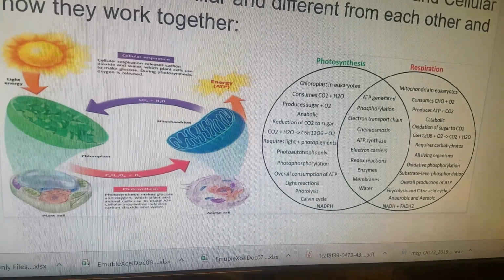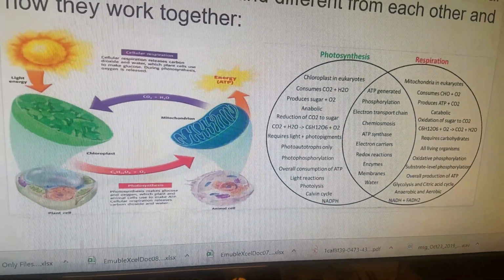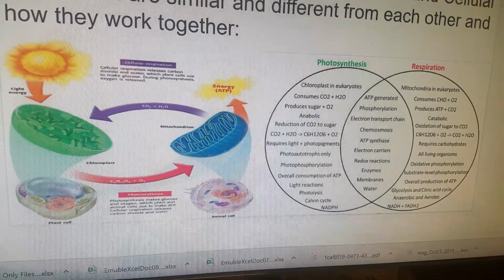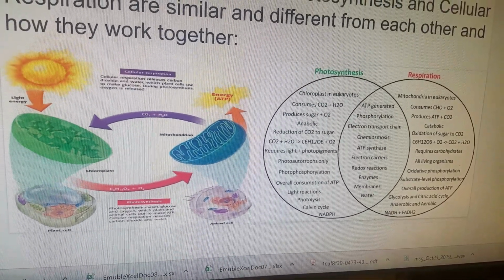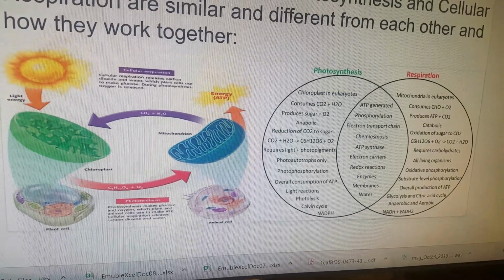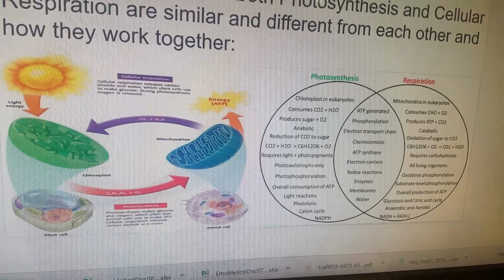Okay, so these pictures I have right here show how both photosynthesis and cellular respiration are similar and also different from each other. And it also shows how they work together.